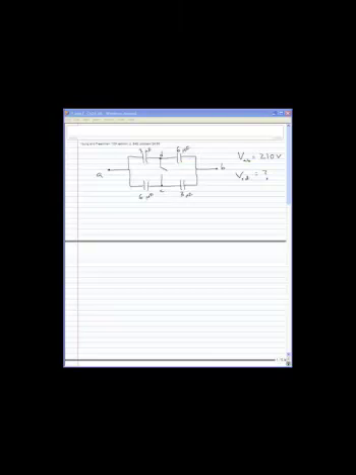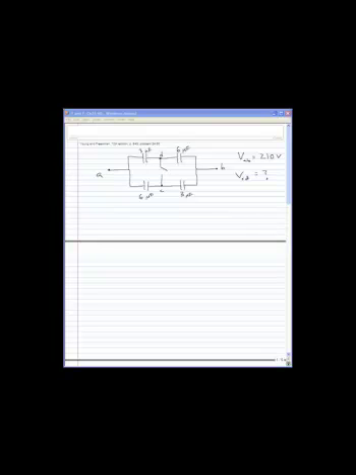This is an interesting problem. We've got a configuration of capacitors, and when the switch between points C and D is open, the capacitors have a certain capacitance. When we close that switch, they have a different capacitance. They act a little differently. So the first thing we're going to do is find the voltage between points C and D when the switch is open.